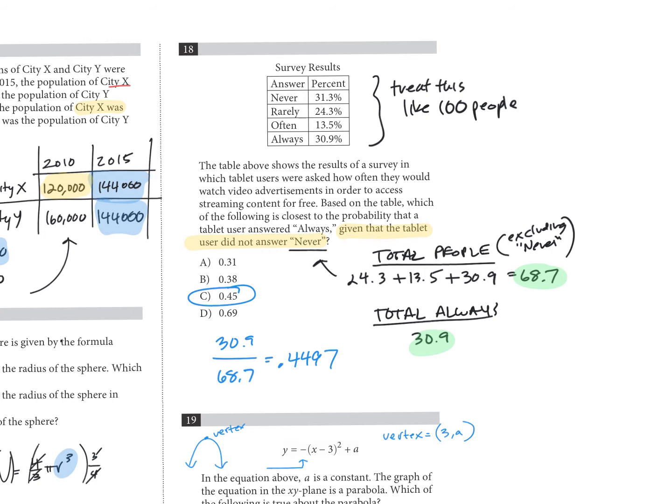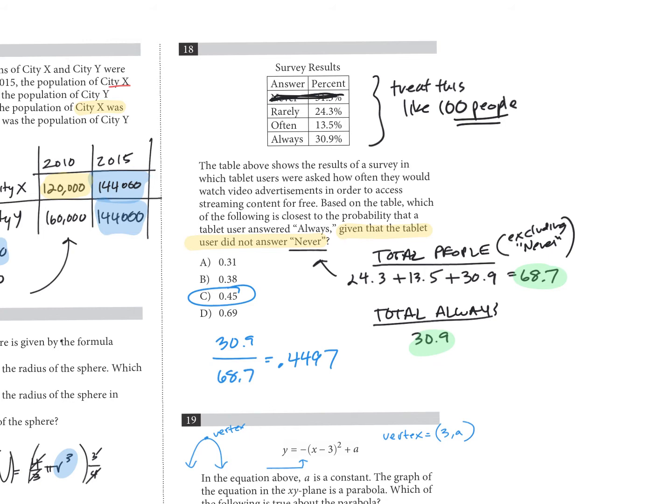So this one is weird. Given that the user did not answer never, I have to consider this sample as not even including that group. In order to do this one, I treated it like there were 100 people being surveyed. I know that's weird, but because percentages are out of 100, that helped me with this problem.